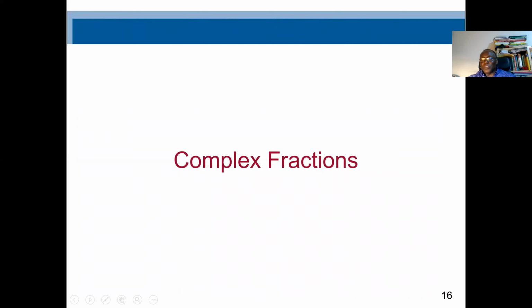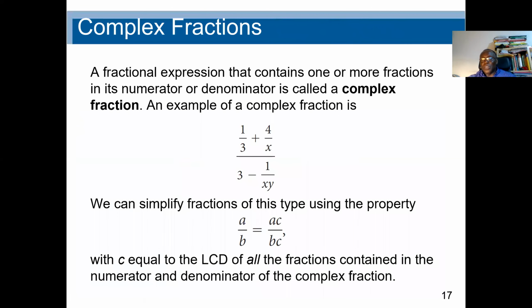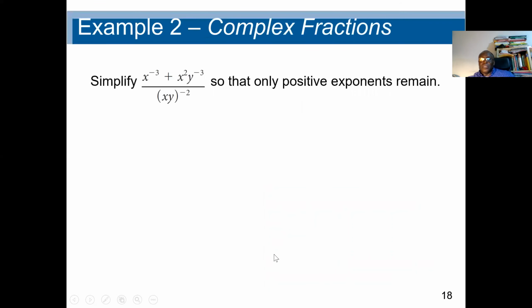Sometimes we have a complex fraction, meaning maybe we have division by a fraction. For example, here we have 1/3 plus 4 by x, all divided by 3 minus something. But again, when we have something like this, all we need to do is change this division sign to multiplication. Then combine the addition together using the LCD. The difference is also the same thing. So this is an example given to us.